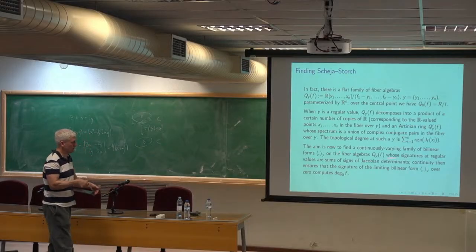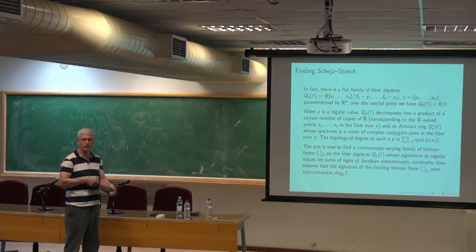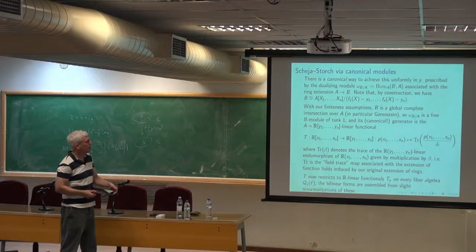And now the game is that we need to find a continuously varying family of bilinear forms on these fiber algebras whose signatures at regular values are sums of signs of Jacobian determinants, and then continuity is going to ensure that the signature is locally constant. So in particular, the limiting bilinear form over 0 is going to compute the topological degree, and we'll conclude. And how do you do that?